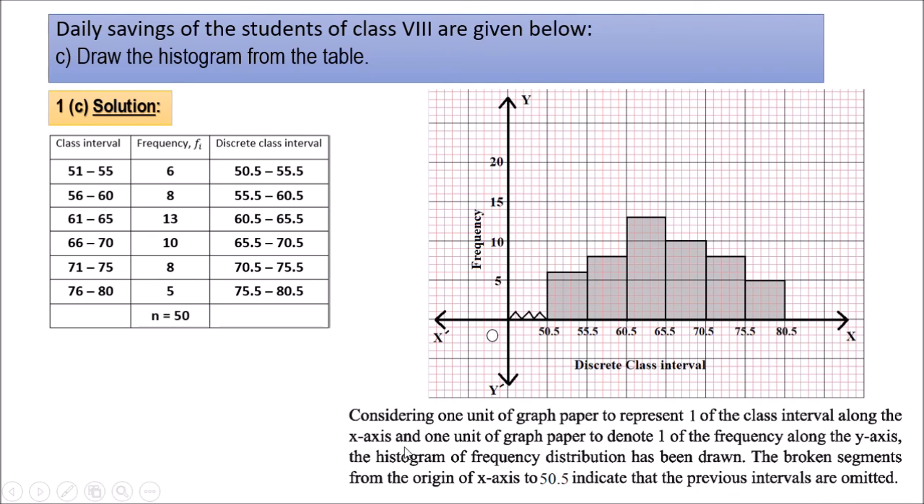Okay, so this is the writing, very simple. There are only two sentences here, so I think it's not so difficult to memorize. Okay, so the following histogram has been drawn. This is completed. I think you understand the whole thing.